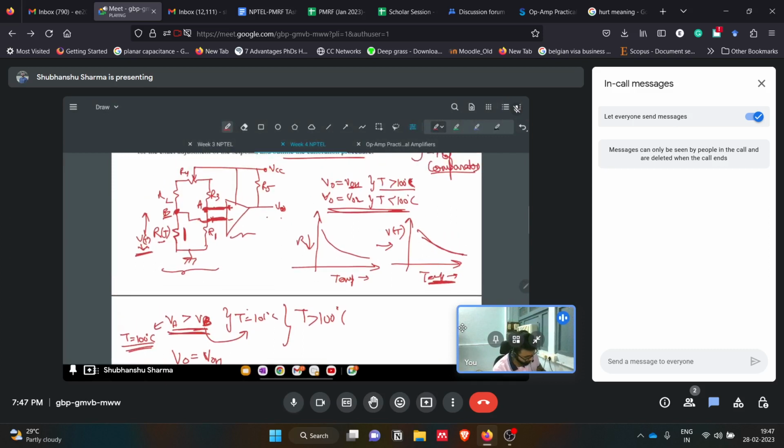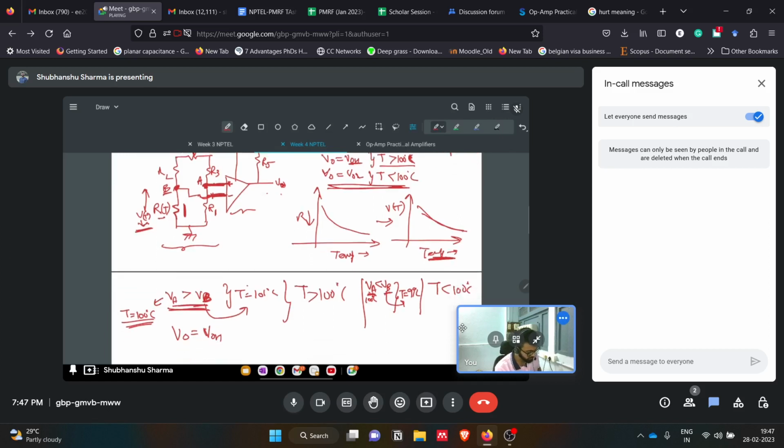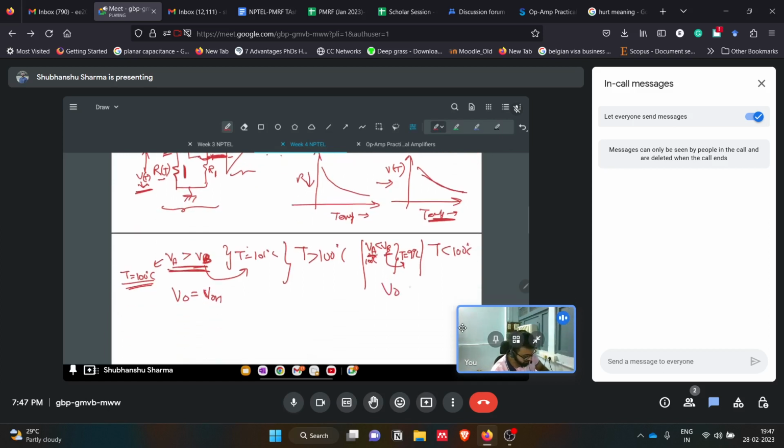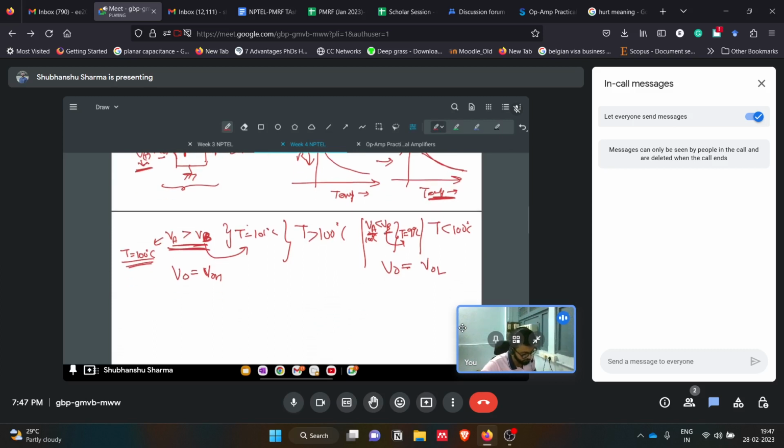But the condition when temperature is less than 100 degrees Celsius. So let's say for T equals 99 degrees Celsius, VA will be less than VB because VA is being set at 100 degrees Celsius and VB is at 99 degrees Celsius. That is the voltage across the thermistor. So then VA is less than VB, then V output will be VOL. That is the lower threshold, or the output will be at lower saturation, negative saturation.